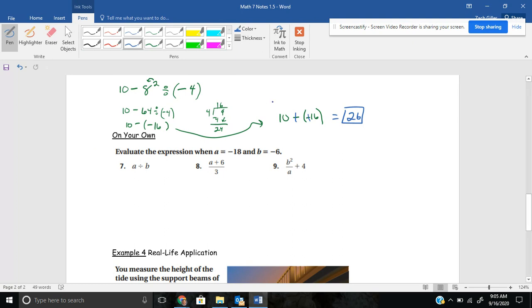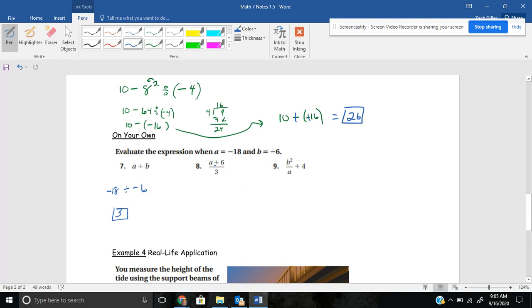For 7, let's see how you did. I have a divided by b when a is negative 18 and b is negative 6. Okay, same sign. Should give me a positive answer, and 18 divided by 6 is 3.